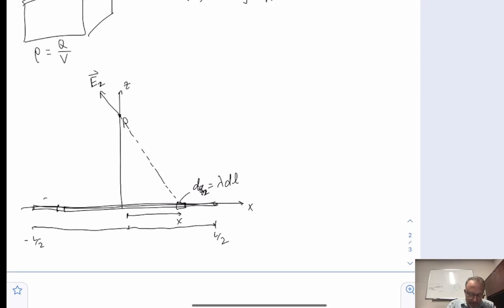Same thing over here with this dq1, which is also lambda dl, and it's located at negative x. It has an electric field pointing in this way given by E1, and maybe you can see that there's some symmetry involved here. If I'm looking for the electric field exactly at the midpoint, the x components of those fields really should cancel out. We feel like they should cancel out, and so we should just have a y component to the electric field at the midpoint above this line of charge.